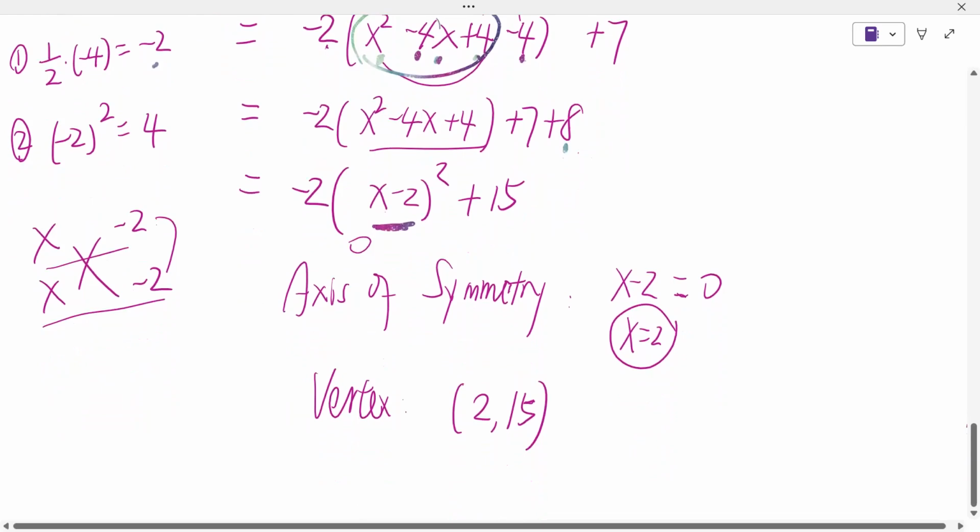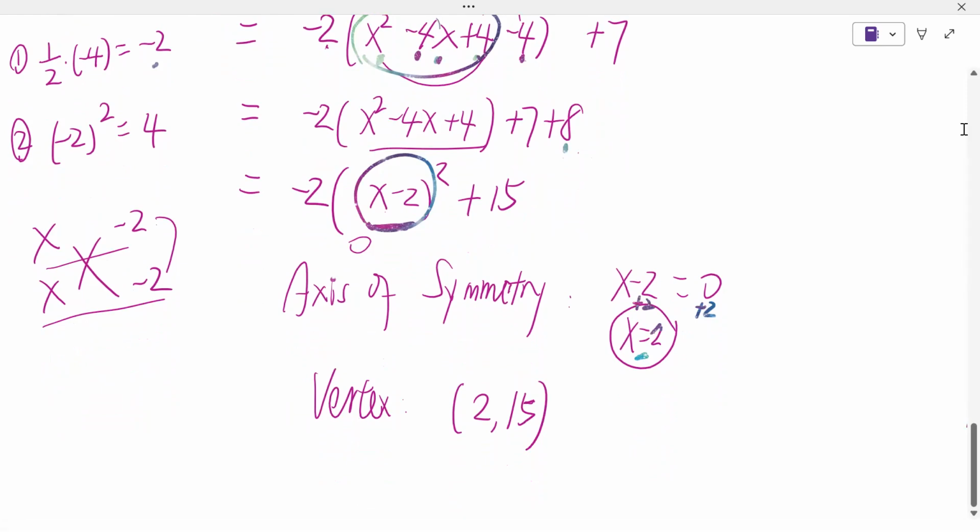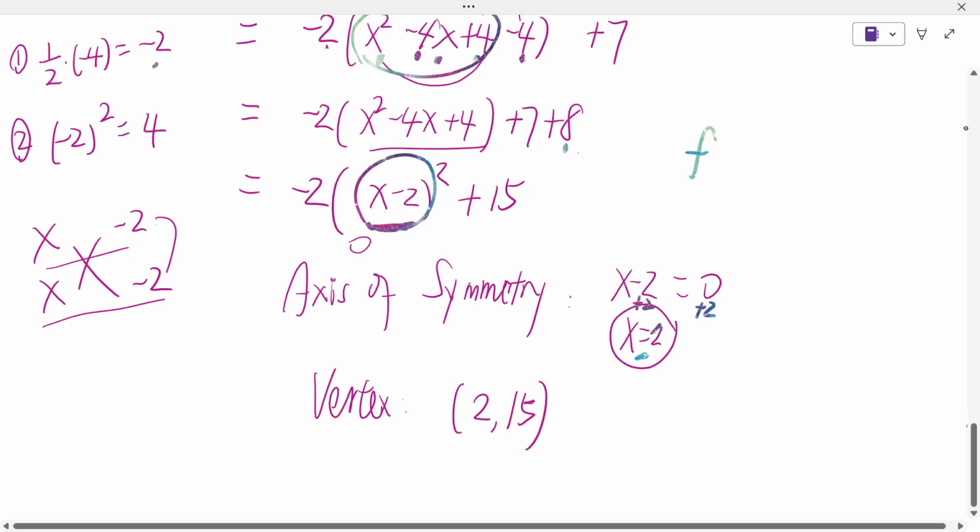So first of all, we're going to find the axis of symmetry by setting this one equal to 0, right? Then we solve for x. So you're adding 2 here, adding 2 here. We end up with x equal to 2. And once you determine this, now you plug this number into this. You plug the number 2 into this.